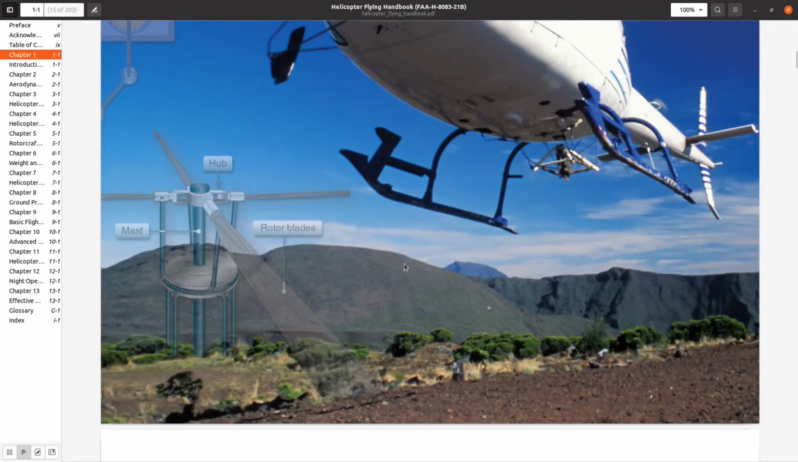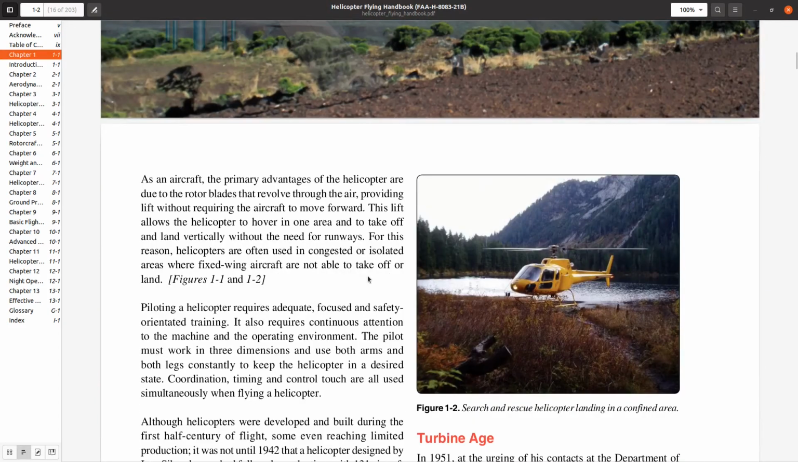So if you look at a helicopter, it's got different parts, and that's a lot of what this chapter is about. You have your main rotor, which has blades, and then there's a hub, and they're attached to this hub, and then there's some sort of a mast. And that mast is what spins and gives you the rotation for the helicopter.